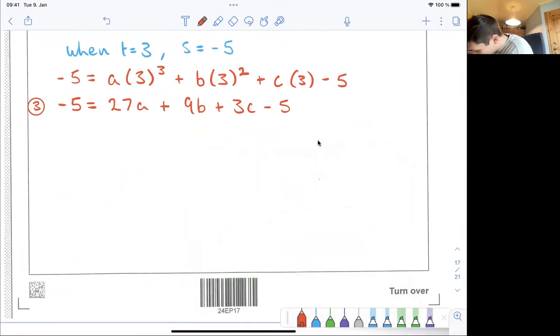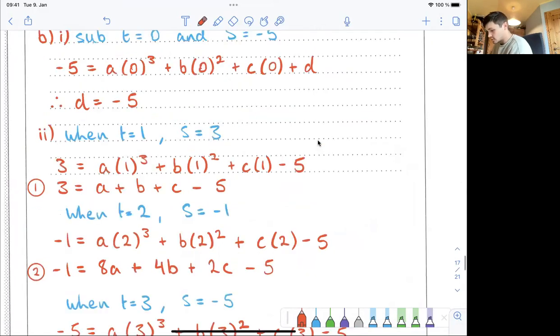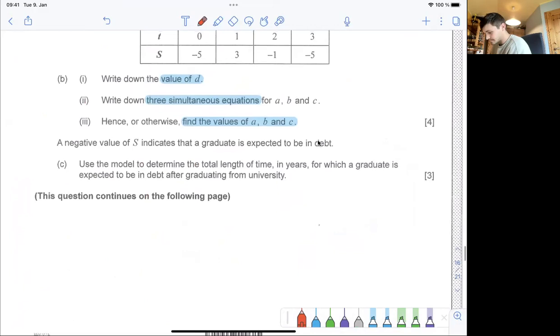Okay, part B, II, or III, sorry, I should say. A is equal to 2, B is equal to -12, and C is equal to 18. Okay, lovely. Let's move on to part C.